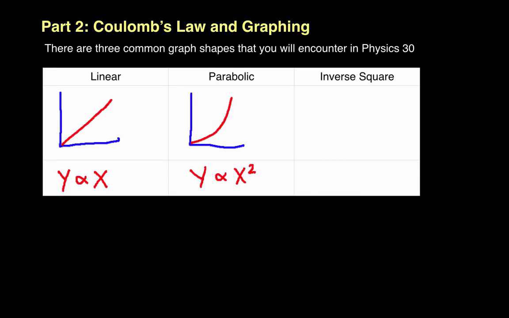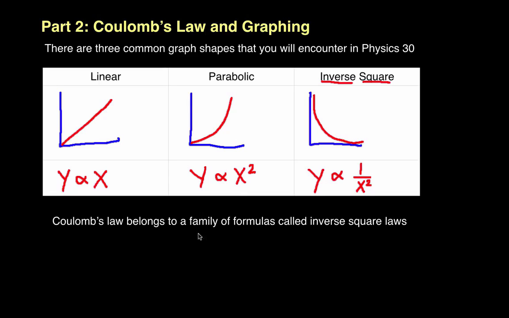The last type of graph you should be able to recognize is an inverse square graph. This one is curved, but it's decreasing down, and this has an equation that looks like y is proportional to 1 over x squared. The inverse tells you about the fraction, the 1 over. The squared tells you that the x value is squared.